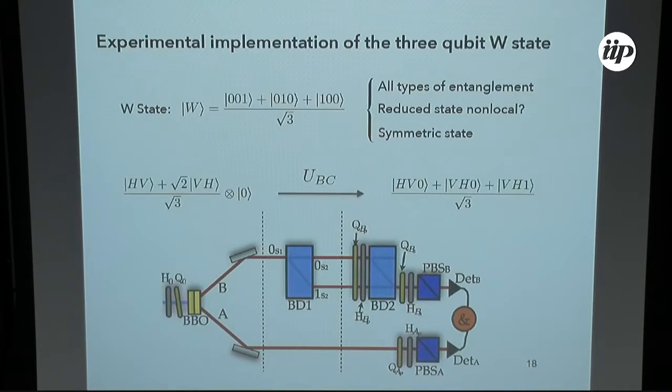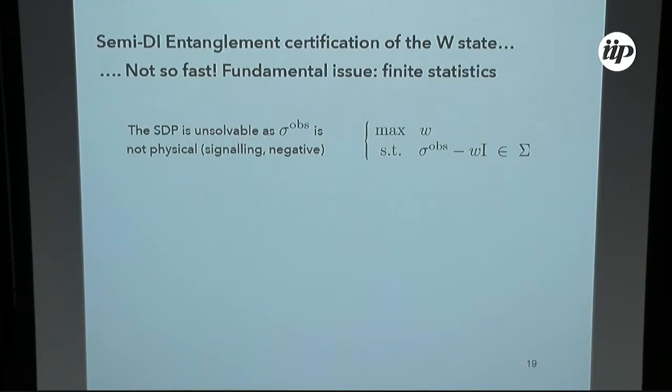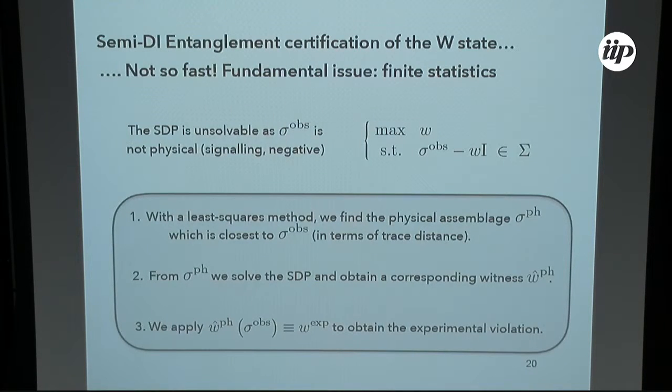And now we can apply our methods, right? But actually not so fast. We have just a small issue which is actually interesting because it occurs in any possible experiment that you can think of, which is the fact that the observed data that we get from the experiment is never physical data, in the sense that it always has some signaling. And sometimes you can also have negative eigenvalues in your state. So the problem is that you cannot actually solve an SDP if your input data is not physical. So the way we found to address this problem is a three-step method.